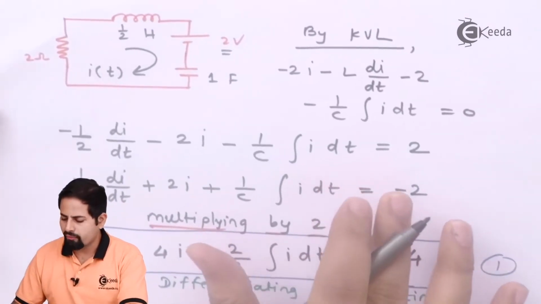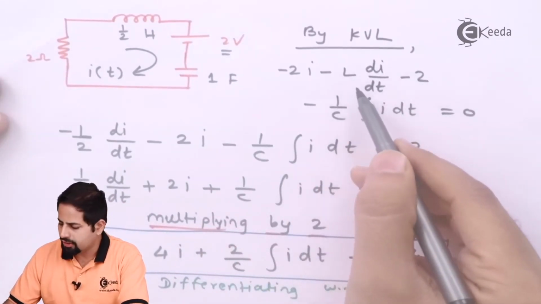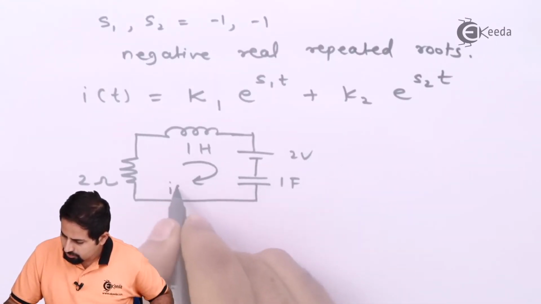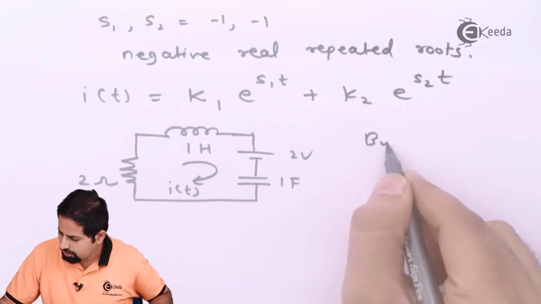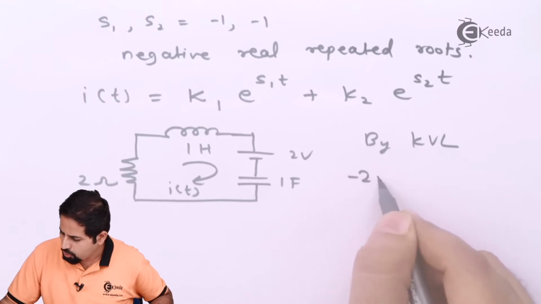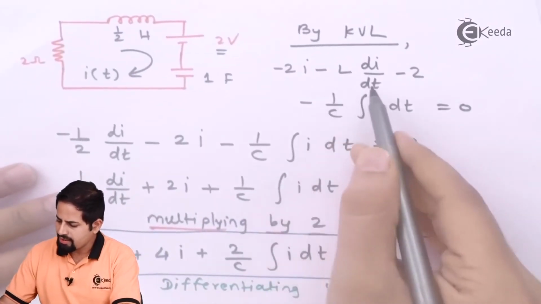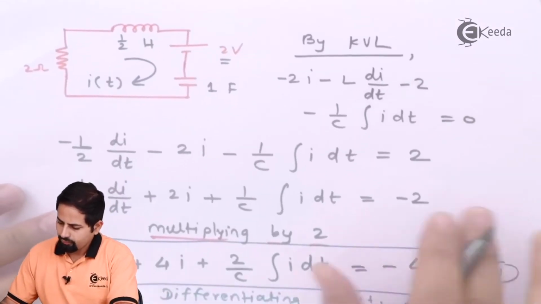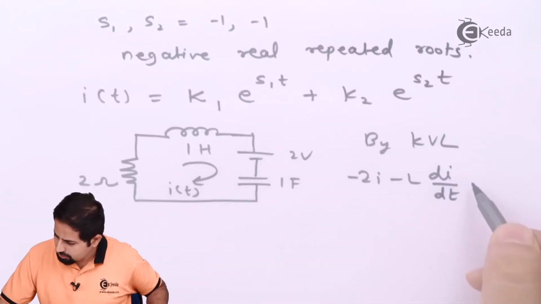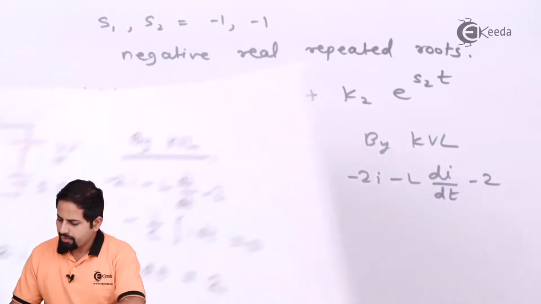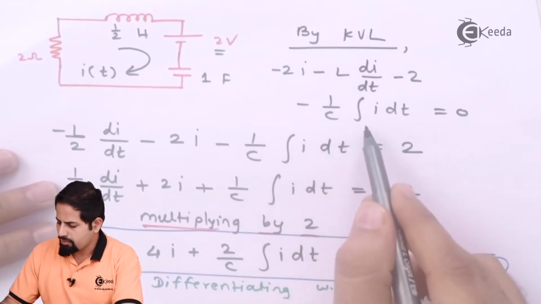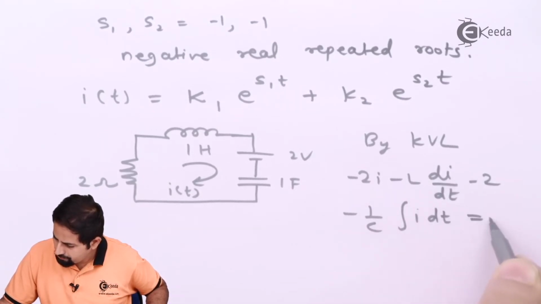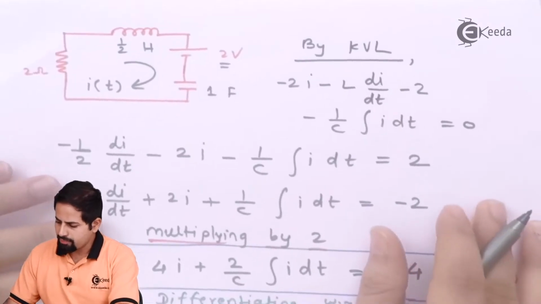Also the first step of the equation will remain true because only the value of L is getting changed. So I am copying it as it is: minus 2i. So by KVL we get minus of 2i, then minus L di by dt, then minus 2, and then the voltage across the capacitor, 1 by C integration of i dt, equal to 0. That is the same equation which was there.